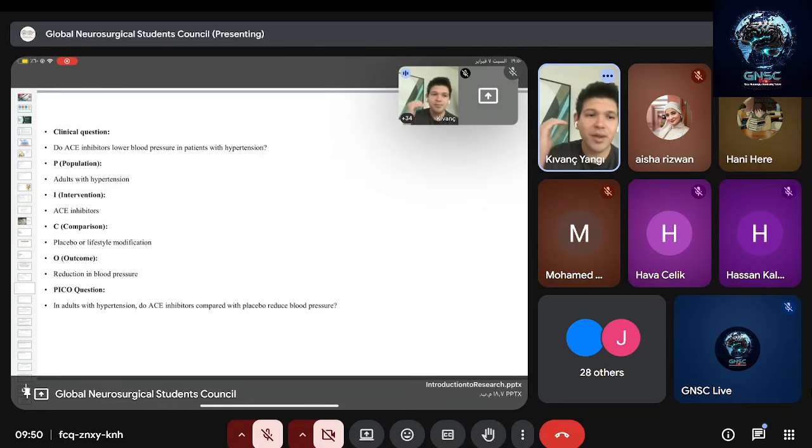For example, intervention here is ACE inhibitors. C, comparison here is placebo or lifestyle modification. Outcome is reducing the blood pressure. So you can formulate a PICO question as: in adults with hypertension, do ACE inhibitors compared with placebo reduce blood pressure? So your patient population is adults with hypertension. Your intervention here is the ACE inhibitors. Your comparison here is placebo group, and outcome will be the reducing the BP. Next slide.